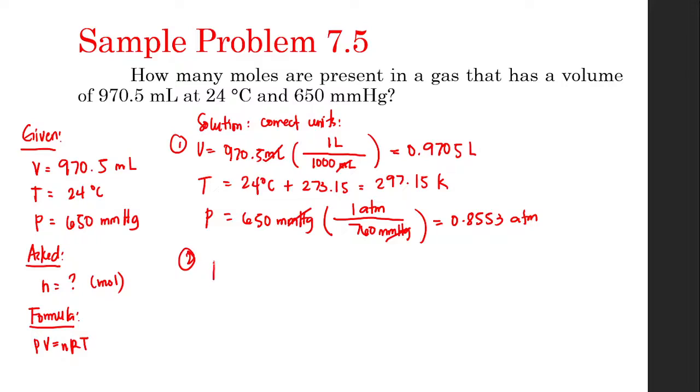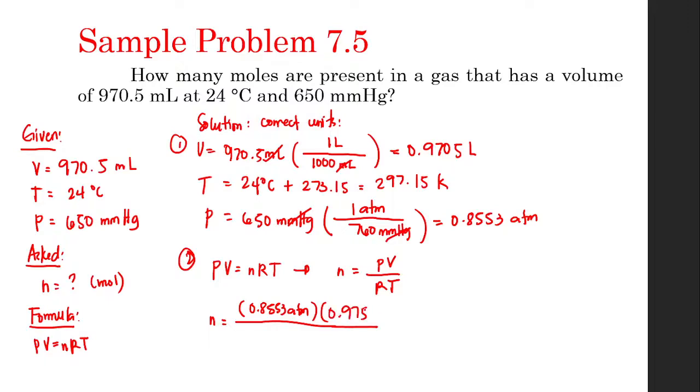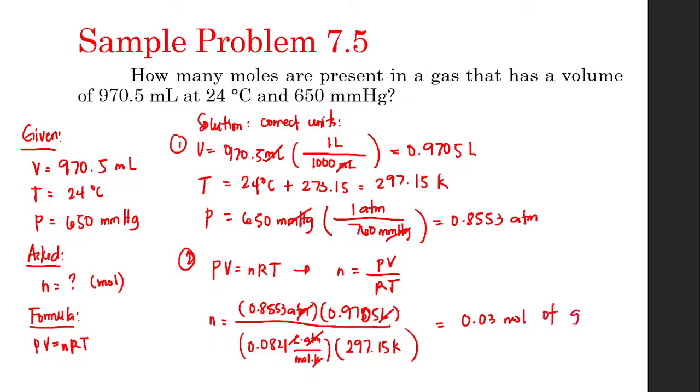Next, we can now solve for n. We know that PV is equal to nRT. So n is equal to PV divided by RT. n is equal to our pressure, which is 0.8553 atmosphere, multiplied by volume, and our volume is 0.9705 liters, and our R is equal to 0.0821 liters atmosphere per mole Kelvin. And we have to take that and multiply it by temperature, which is 297.15 Kelvin. So the Kelvin gets cancelled, liters get cancelled, atmosphere gets cancelled, we are left with moles. And the number of moles we have is equal to 0.03 moles of gas.